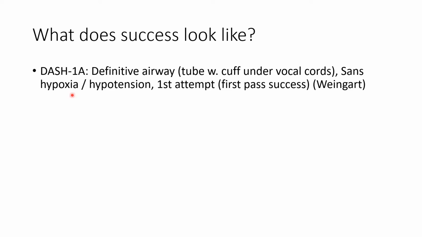Well, if you ask Scott Weingart, he has this -1A principle, which is, I think, important and nails it. It's a definitive airway, which is a tube with a cuff under the vocal cords, without any hypoxemia or hypotension during induction or after, and also in the first attempt. So first pass success, -1A. And I think it's not Weingart, it's one of his colleagues who coined this term, but he uses it a lot.